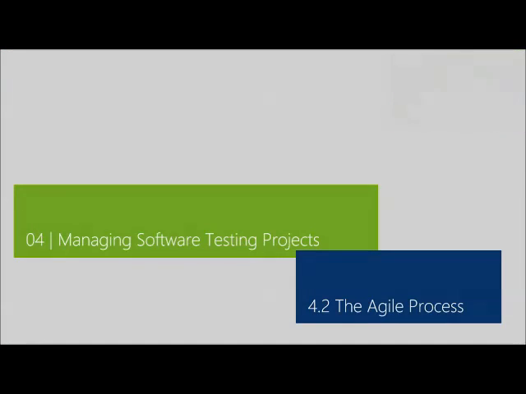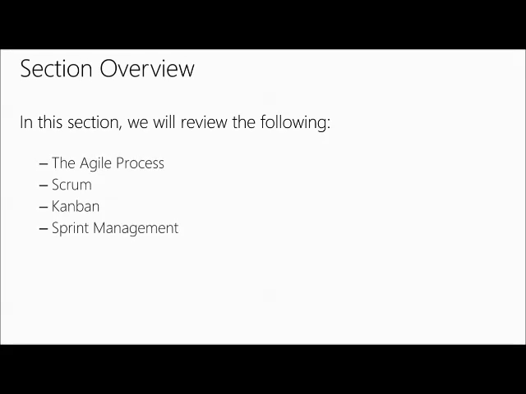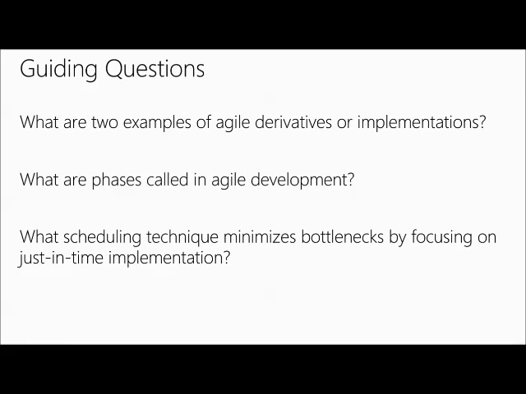Now let's move to 4.2, where we talk about the Agile process. In this section, we'll talk about the Agile process, we'll talk about Scrum, we'll talk about Kanban, and also sprint management. So here are our guiding questions for this section. First one is, what are 2 examples of Agile derivatives or implementations? What are phases called in Agile development? And then finally, what scheduling technique minimizes bottlenecks by focusing on just-in-time implementation?